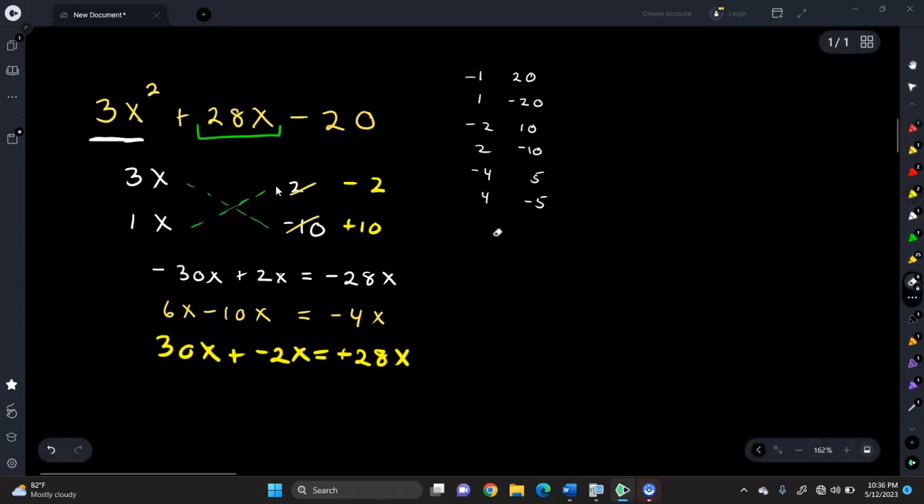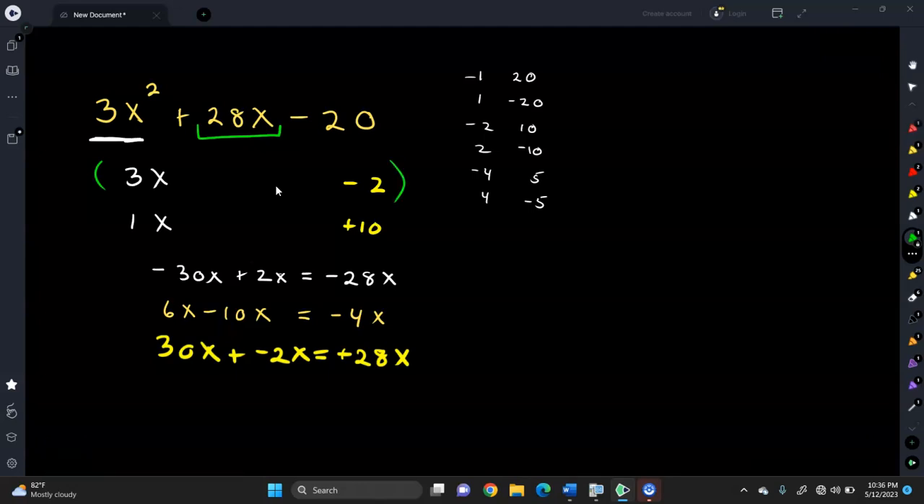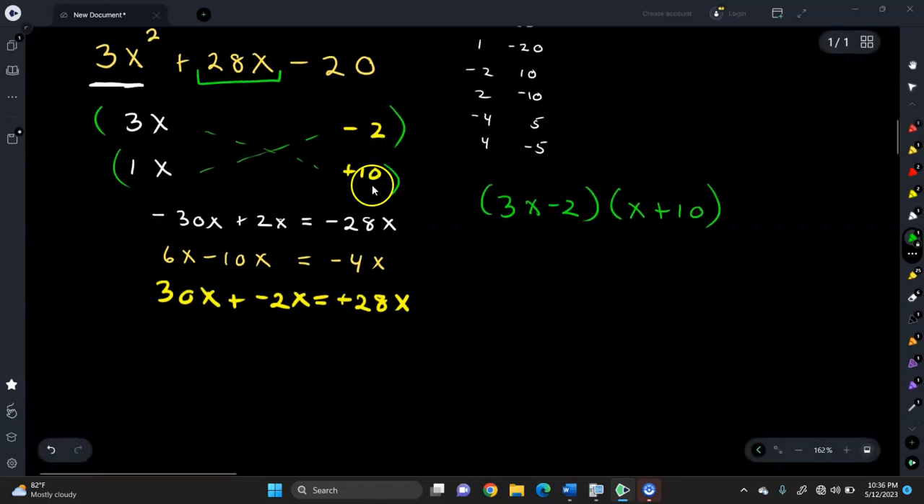Okay, now that we've chosen those correct factors, we've cross-multiplied to check it. Now we're ready to form our factors. Our factors go straight across. So we have 3x minus 2 and x plus 10. Those are the correct factors. We cross-multiply to check it, but the factor goes straight across. Okay, let's look at another one.